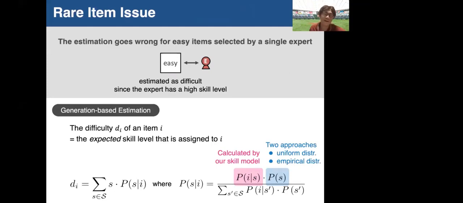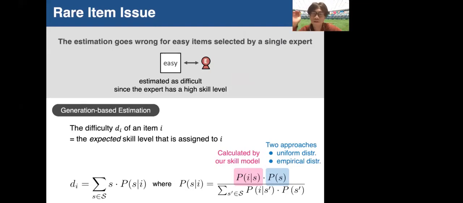Here, we estimate the difficulty of each item as the expected skill, not the average skill, of users who are highly likely to select that item. And formally speaking, this is calculated by using this equation, and it has two main components. One is the item selection probabilities, which are easily obtained from our skill models. However, the other component, the skill prior, is not available from our models.